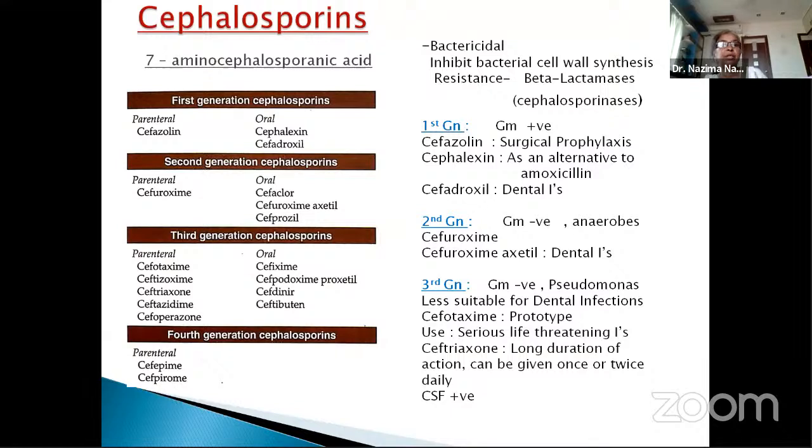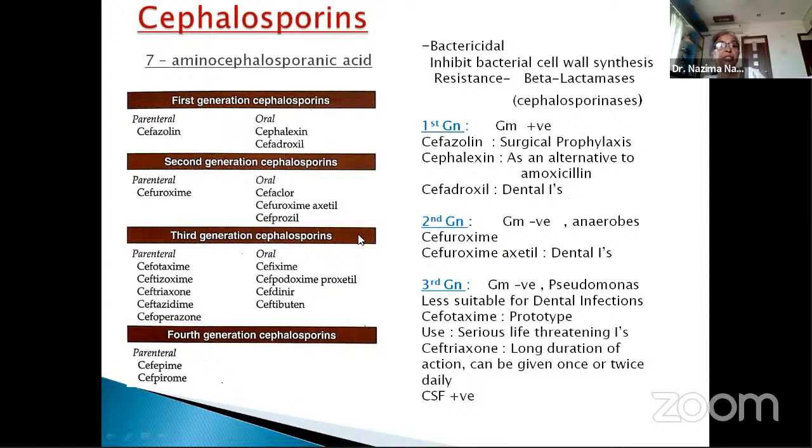The first generation ones especially are more effective on the gram-positive organisms. So drugs like cefazolin, cephalexin, cefadroxil act mainly on the gram-positive organisms. Cefazolin is used for surgical prophylaxis, whereas cephalexin, an oral drug, is used as an alternative to amoxicillin. Cefadroxil commonly is used in dental infections.